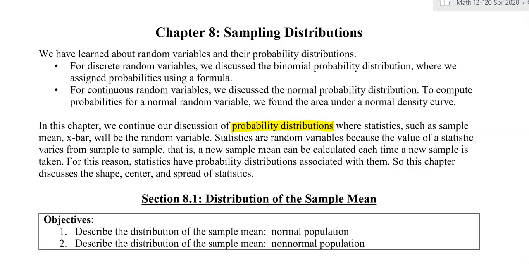So if we look back at chapter 7, we talked about some random variable that was continuous. Right? So for example, weight. And if weight follows a normal distribution, then we were able to find the probabilities for the normal variable using the normal curve, right? And so all we had to do is find the area under the normal curve, and to do that we used normal CDF, right? Where we had to specify the lower bound and then the upper bound, then the mean, then the standard deviation.